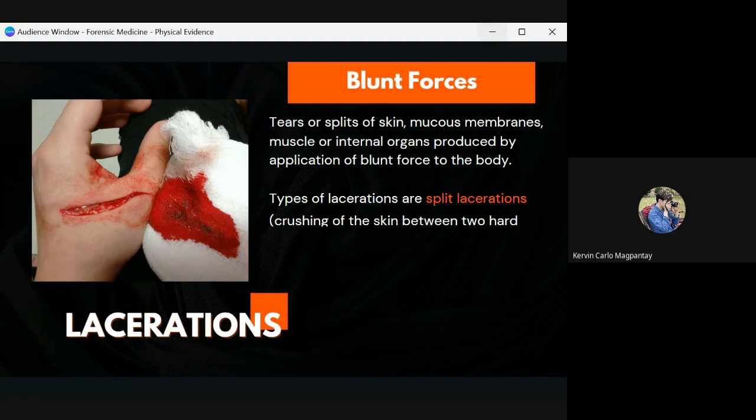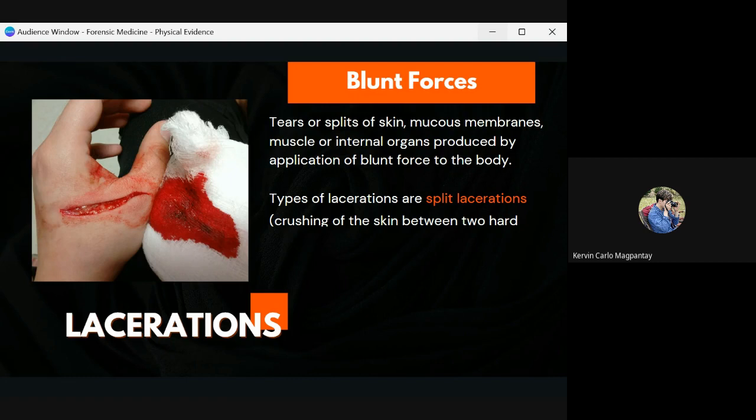Next type of blunt force is the lacerations: tears or splits of skin, mucous membranes, muscle, or internal organs produced by application of blunt force to the body. There are two types of laceration. First is the split laceration, which is the crushing of the skin between two hard objects.